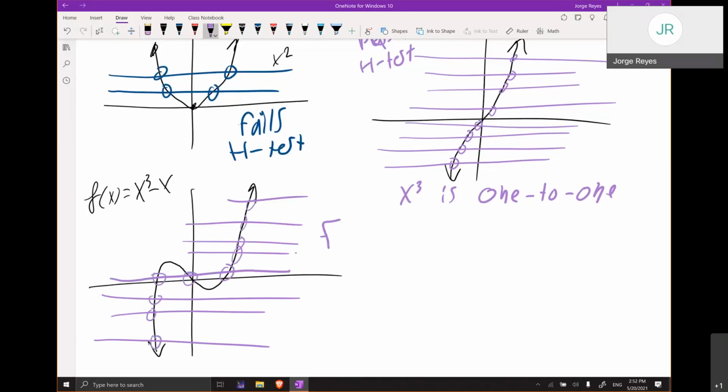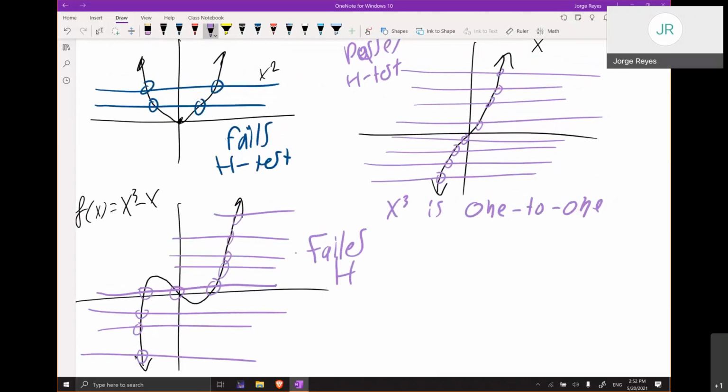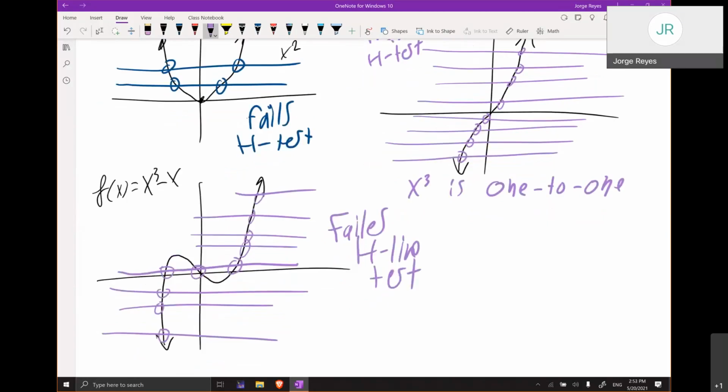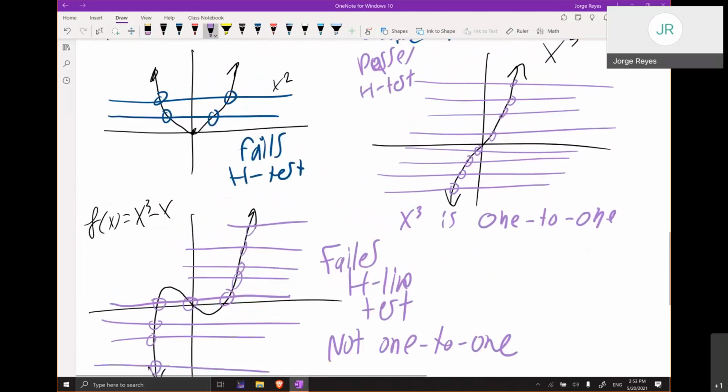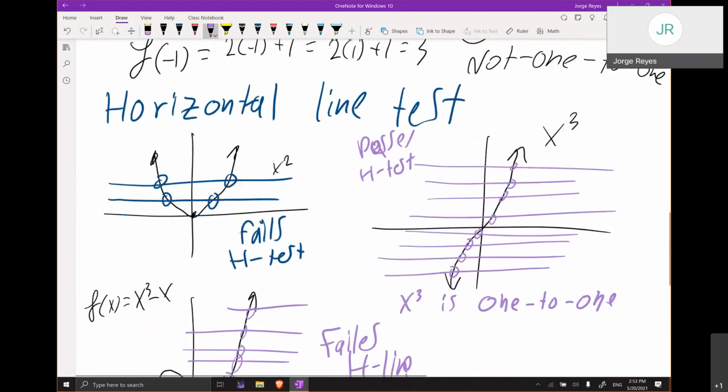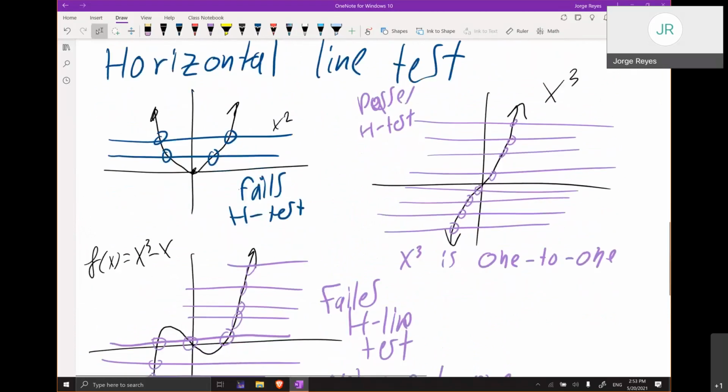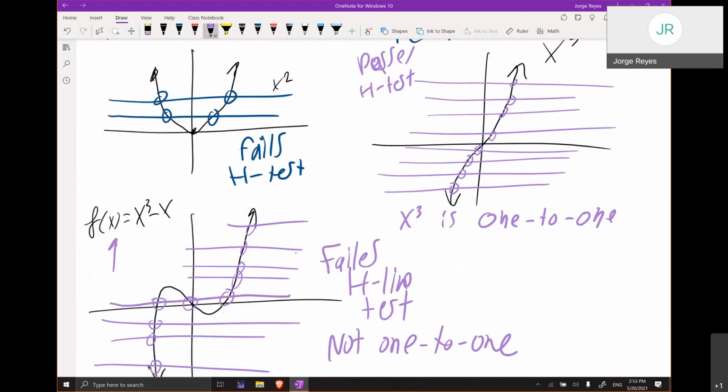So this also fails the horizontal line test, and is not 1-to-1. Okay, so it's not like an even and odd thing. It's actually a little more complicated than being even and odd, because this function is odd, but it still fails the horizontal line test, so it's not 1-to-1.